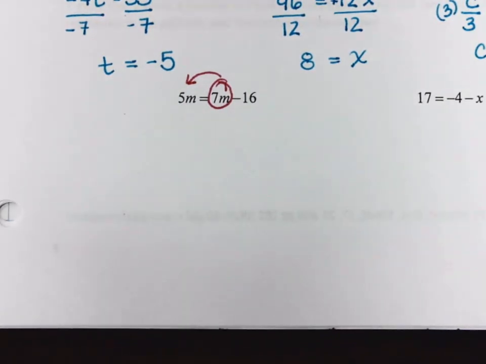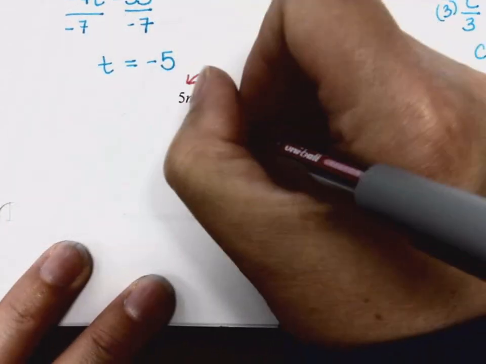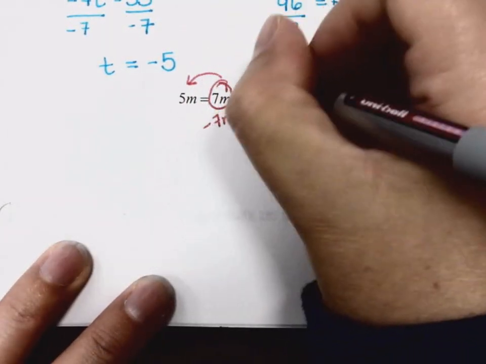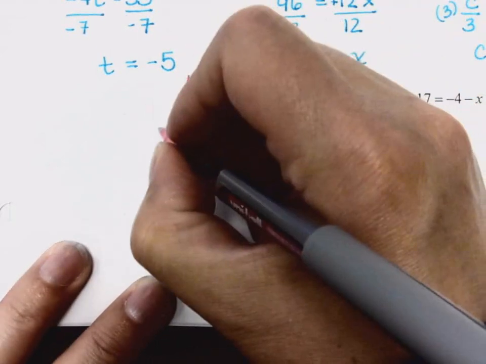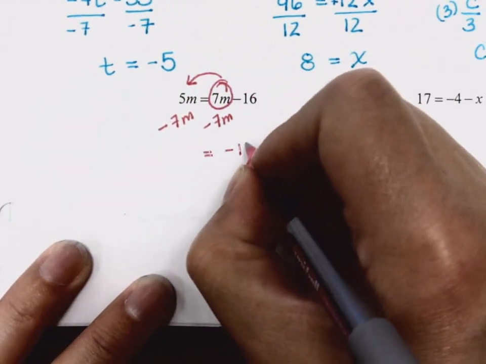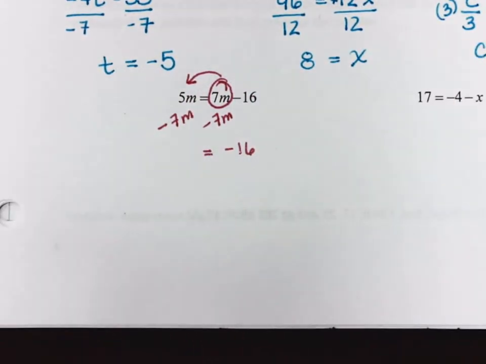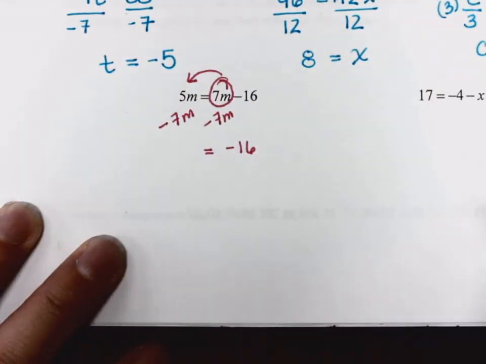So all I'm going to do is if this is a positive 7m, I'm going to subtract 7m because I want that to go away on this side. And if I do it to the right-hand side, I have to do it to the left-hand side. So this goes back to combining like terms. 5m subtract 7m, or a positive 5m with a negative 7m. I'm left with, anybody?